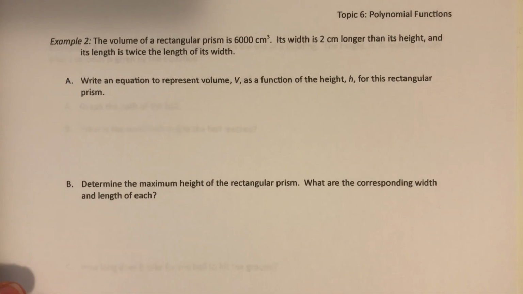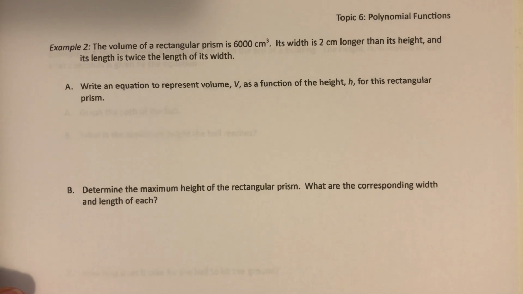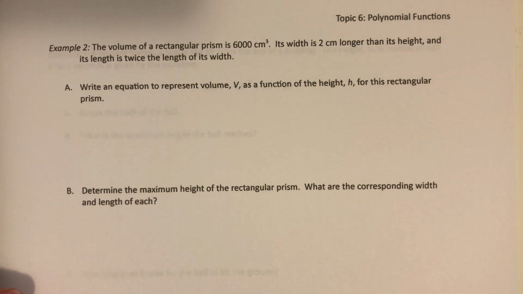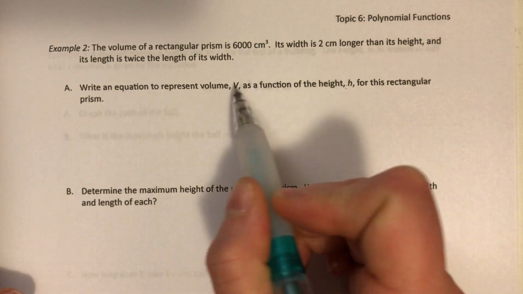Okay, another application: the volume of a rectangular prism is 6,000 centimeters cubed. Its width is 2 centimeters longer than its height, and its length is twice the length of the width. Okay, so we're going to write an equation to represent the volume V as a function of h, height, for the rectangular prism. So we know that these are going to be our two variables, right?